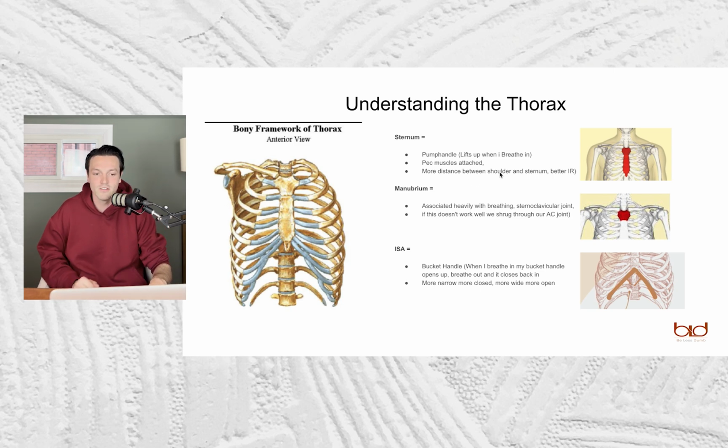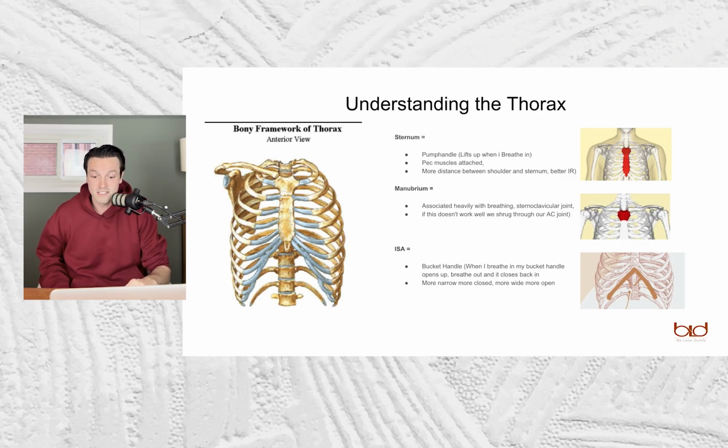Okay, so then moving on, let's understand the thorax a little bit better. So basically the whole rib cage attached to the clavicles and stuff like that, okay? So anyone who's from North America will be kind of familiar with some of these terms. Anyone who's from Europe, you might be, you might not be. So I'm just going to go through them. The first thing we're going to look at is the sternum. So this part here. You'll hear it called the pump handle a lot when you're in North America, and it lifts up when I breathe in, okay?